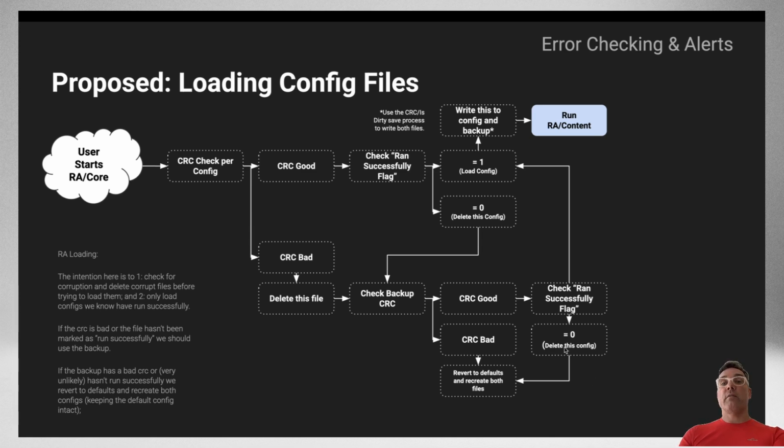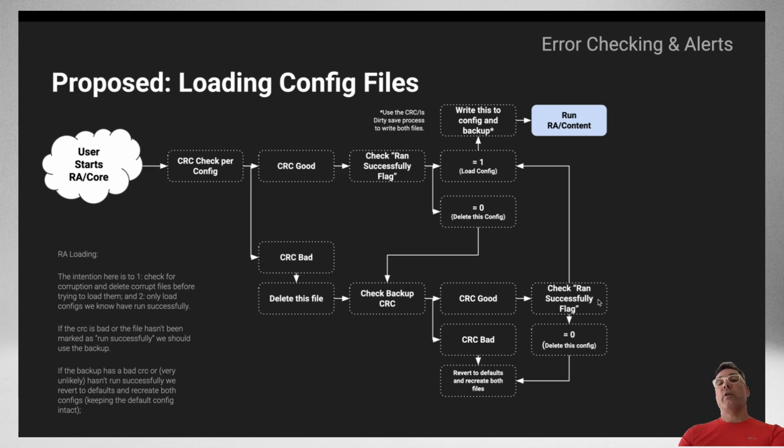And if for some reason we've managed to create a file with 0 in both, then we just revert to defaults and start from scratch, right? But if it's run successfully, then we go through and we run, and it works. Okay? So the other scenario is maybe for some reason the main file CRC is not good, so we come down here. So we're going to delete that file because it's corrupt, right? We can't retrieve it. It's a corrupt file. We're going to then check the backup from the CRC, and then it's pretty much the same process.